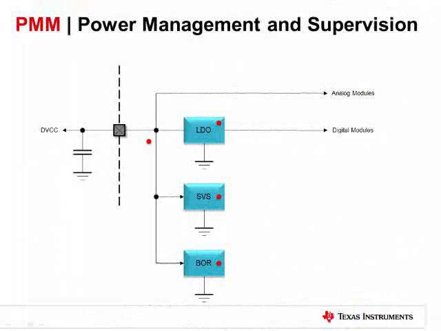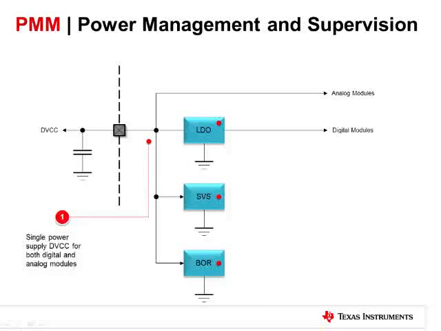Now let's talk about power management. The power management module on this device is similar to the FR5969 with a couple of differences. The PMM has a single supply line for both digital and analog modules. There is a built-in supply voltage supervisor that will cause the device to reset at a preset threshold. There is also brownout reset circuitry similar to other MSP430s.